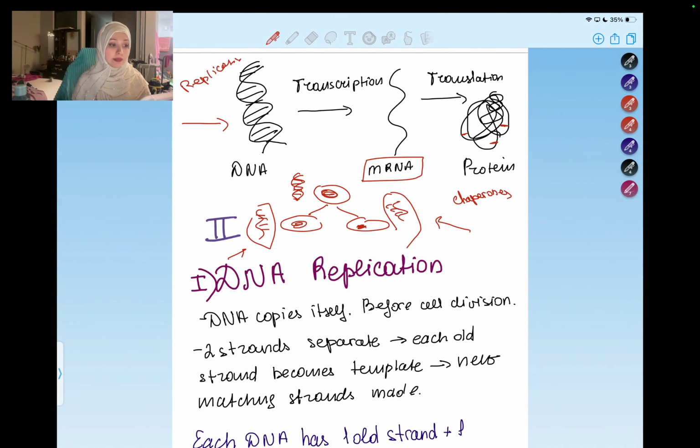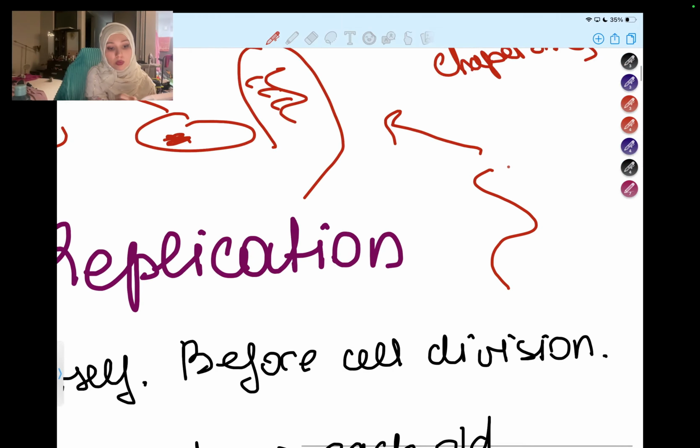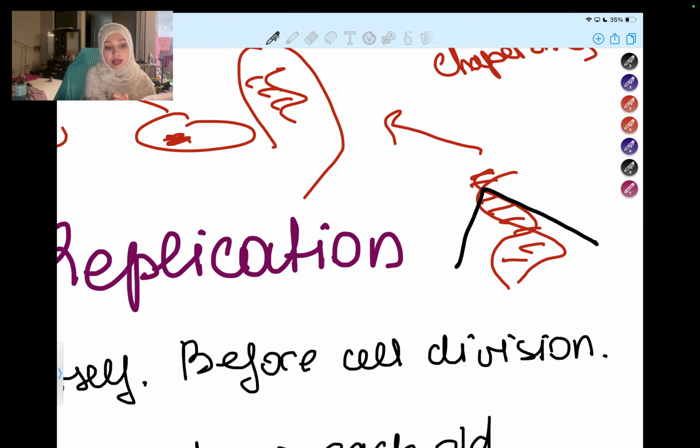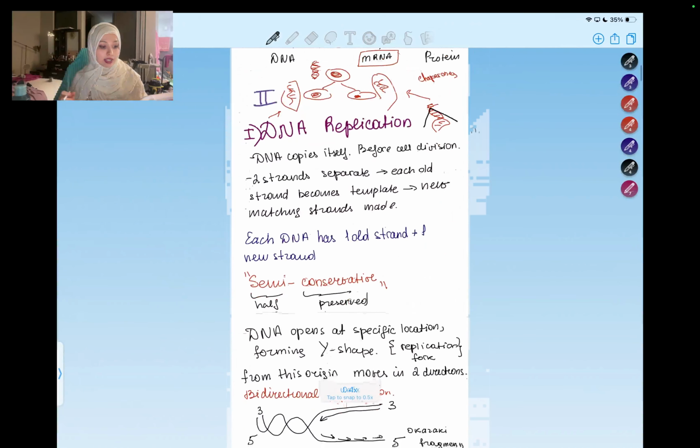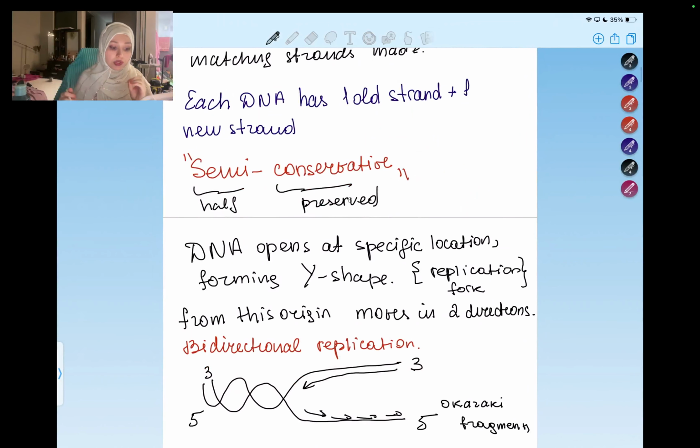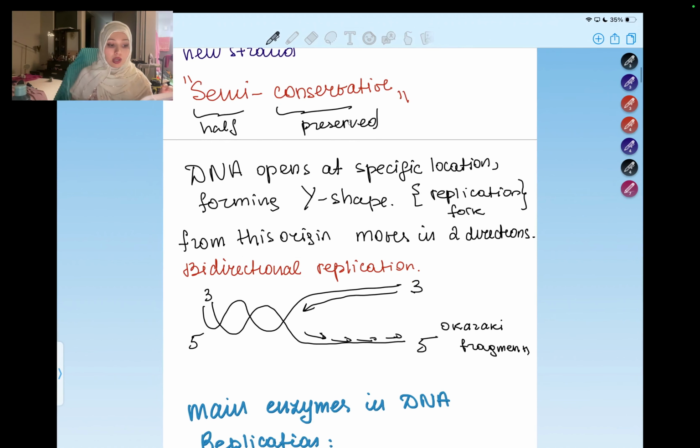So let's say we cannot simply say where it starts to open. Let's say we have our DNA like this, and at some point it needs to open, let's say from here. And when it's opened, the two strands, as we've discussed, separate, and it turns into a Y shape, which is called the replication fork. And it forms in two directions.